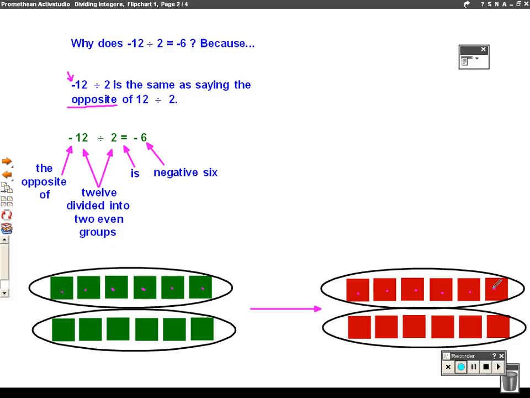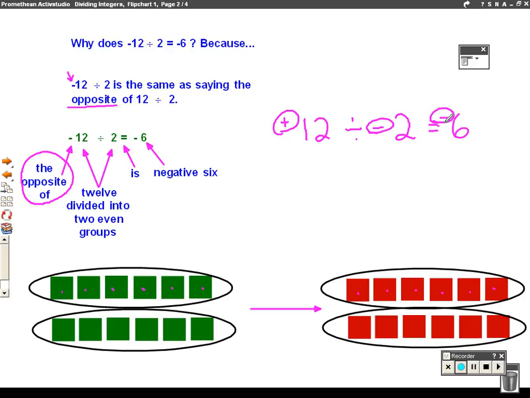Now some of you might be saying, but Ms. Hanson, what about if it looked like this? That's really interesting. That's a good question. I just noticed I forgot the negative there on the negative 6. So 12 divided by negative 2 equals negative 6. That's where the opposite of idea that we learned doesn't quite work. That's when you would reach into your bag of tricks and you would realize that they have different symbols. One is a positive, one is a negative, and therefore your answer is a negative.